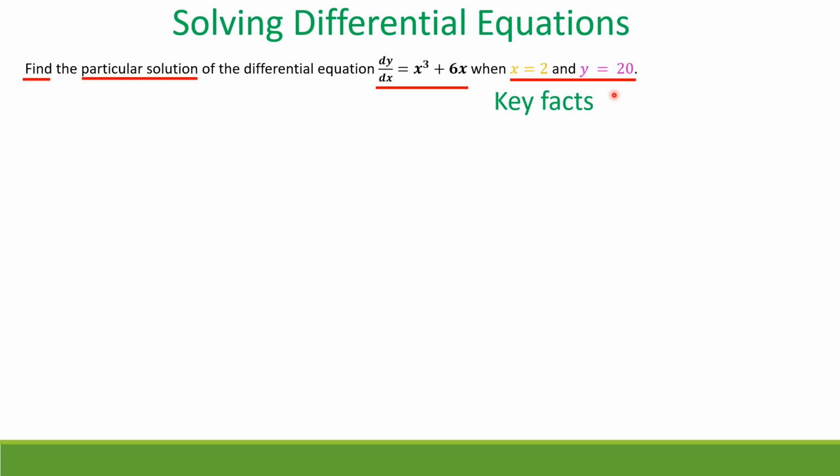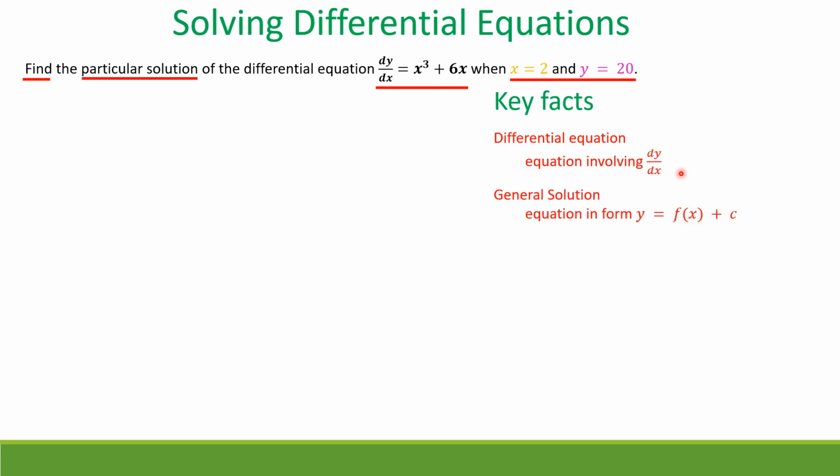Now the key facts in this question are we need to know what these keywords mean. The differential equation is an equation involving dy by dx, and we can get first order and second order differential equations. For A-level maths we will only be dealing with first order differential equations, and they won't even mention that it's a first order differential equation. You will just be told it's a differential equation. If you do further maths you will come across second order differential equations.